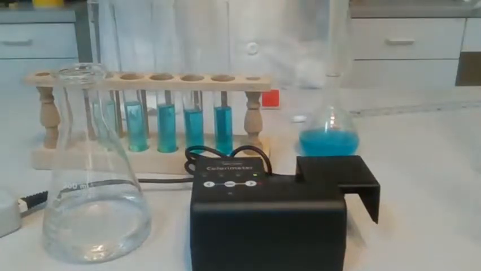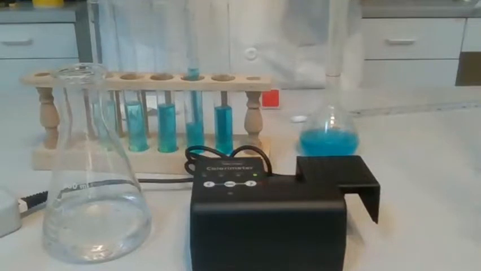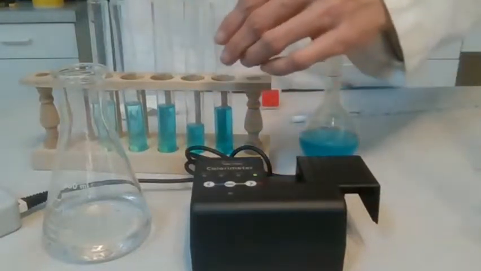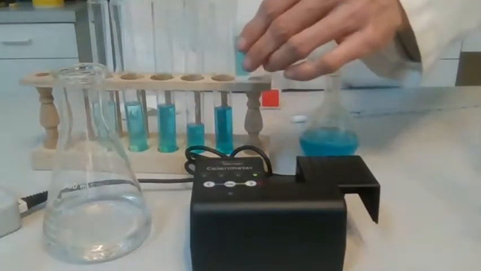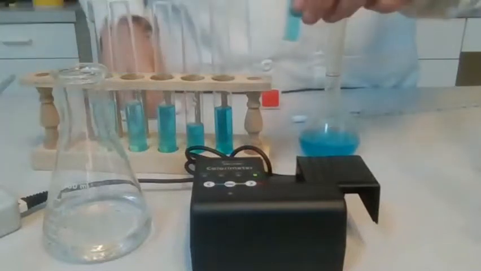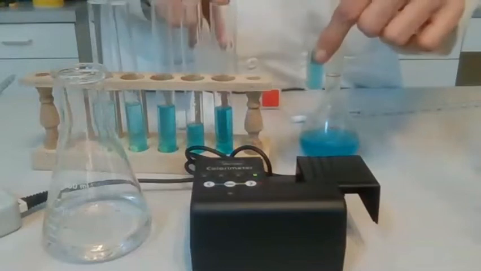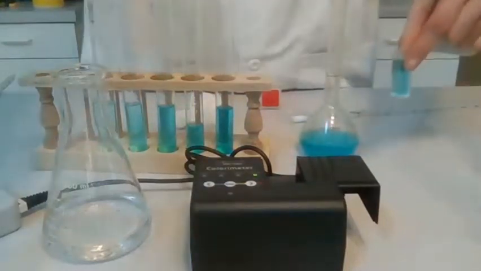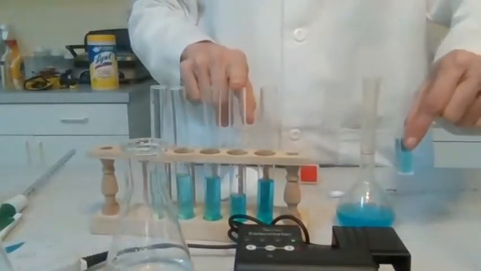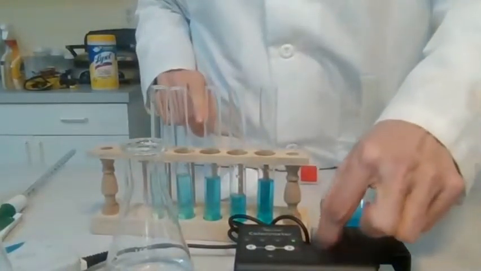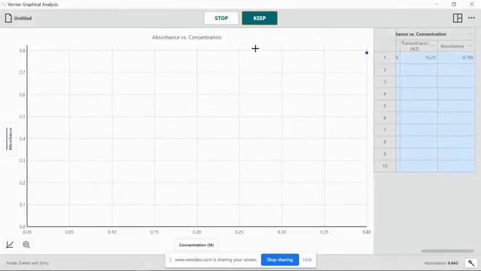My next solution will be the very first dilution. This was made with 8 milliliters of stock solution and 2 milliliters of distilled water. And when I use M1V1 equals M2V2, that gives me a calculated value of 0.32. So this one is 0.4. Let me get that a little higher for you. This one is 0.4. This one is 0.32. So we're going to measure our absorbance for our first dilution of 0.32 molarity.